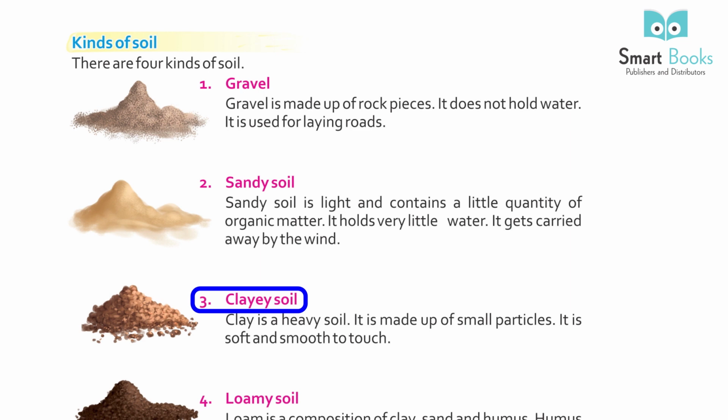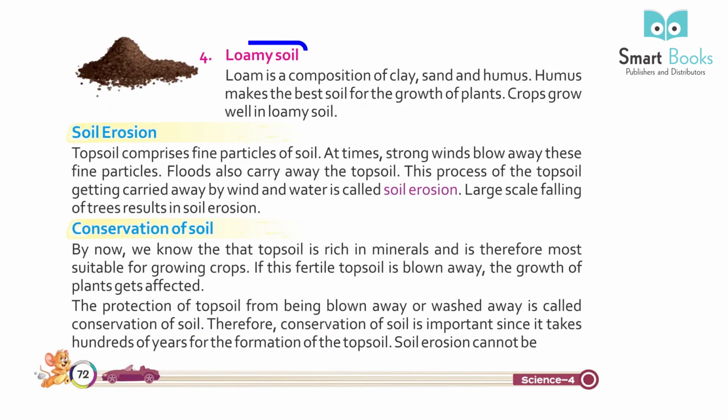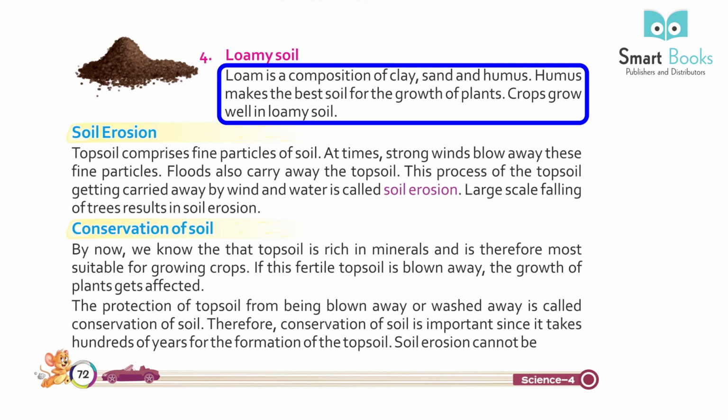3. Clay soil. Clay is a heavy soil. It is made up of small particles. It is soft and smooth to touch. 4. Loamy soil. Loam is a composition of clay, sand, and humus. Humus makes the soil a good bed for the growth of plants. Crops grow well in loamy soil.